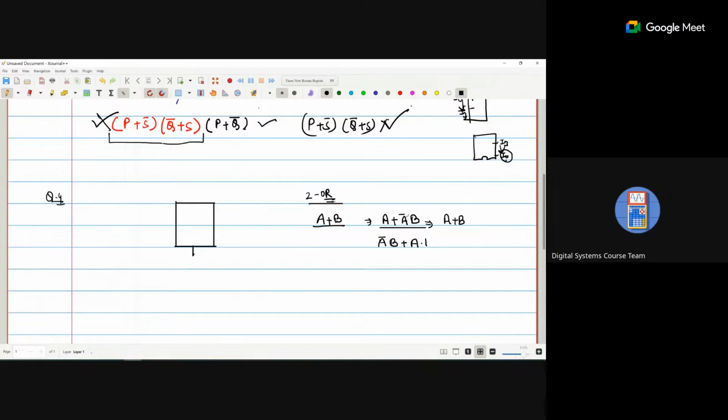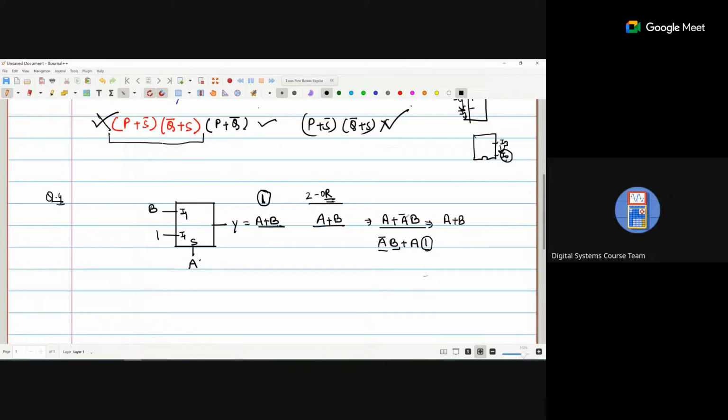Can I write it as A bar B plus A times 1? Now 2 cross 1 has one select line. If I connect A as the select line, when A is 0, that means A bar, and the input is B, so I connect B here. When the select line is 1, I1 is selected, and I1 is 1. So Y is simply A plus B. How many muxes are required? 1.